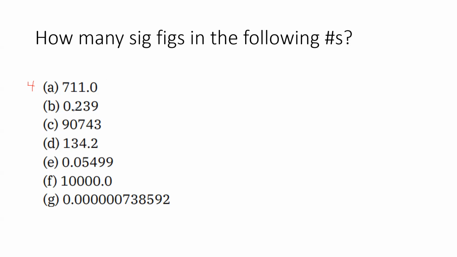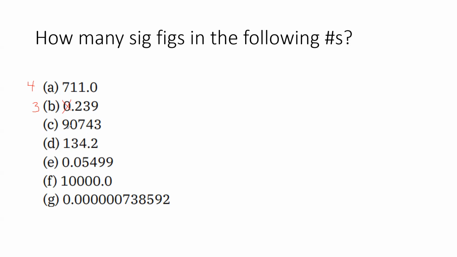Again, decimal present. So we'll start on the left-hand side with the first non-zero. That happens to be the 2. And then we'll count right. So we're not going to count that 0. So we'll just have 3. And again, we could put a whole bunch of zeros at the start of that number, but it's not going to change the value. It's not going to change how confident we are in that measurement. So that's why the zeros at the start are never going to matter.